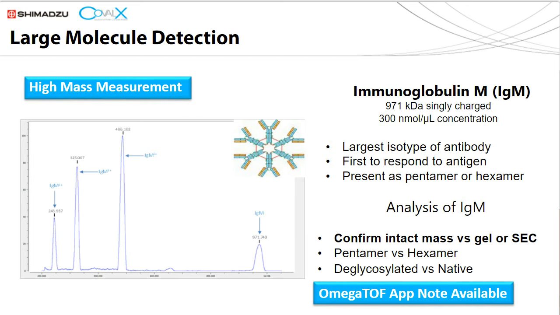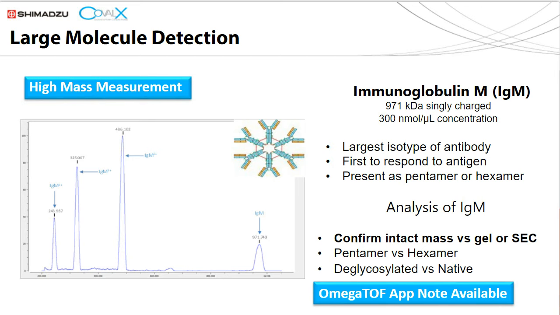So for large molecules, this is one of our flagship examples that we show, IgM. Immunoglobulin M is the largest of the immunoglobulin family. It can be found either as a pentamer or a hexamer. Here shown as a pentamer at 970 kilodaltons. When created as a hexameric molecule, it'll be just over a megadalton at 1.2. This instrument can be used to measure it directly, very rapidly.